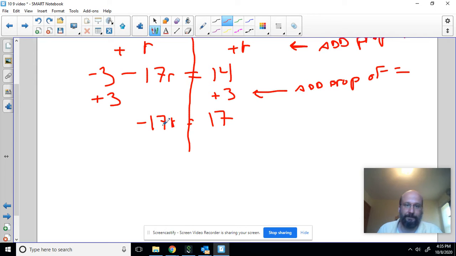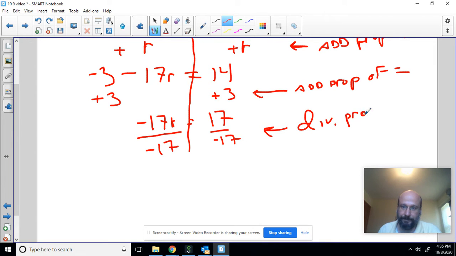So I have -17r equals 17. So to move this over, I have to divide both sides by -17. And when you divide both sides, that's the division property of equality. So -17 divided by -17 is 1, or just r. And 17 divided by -17 is -1.